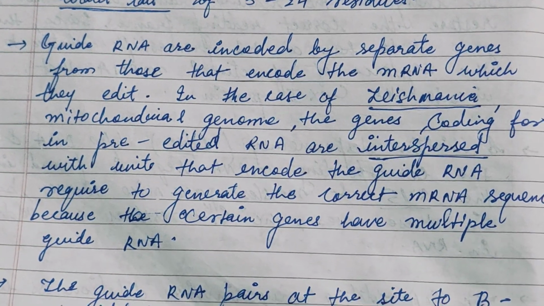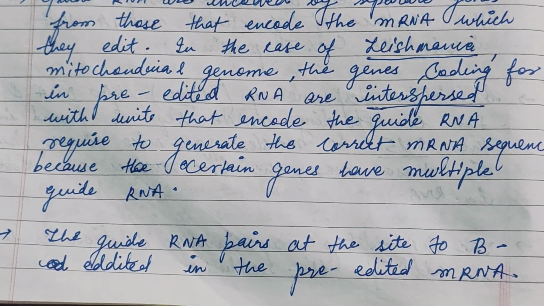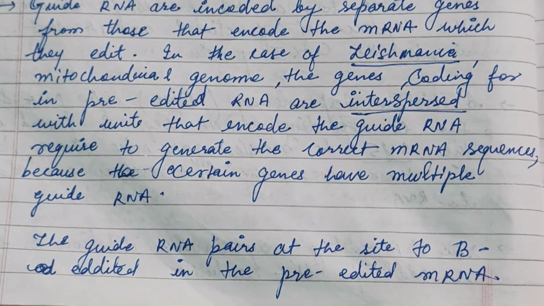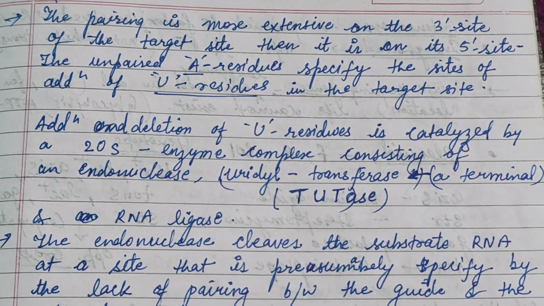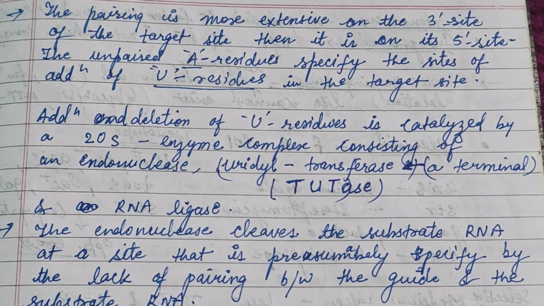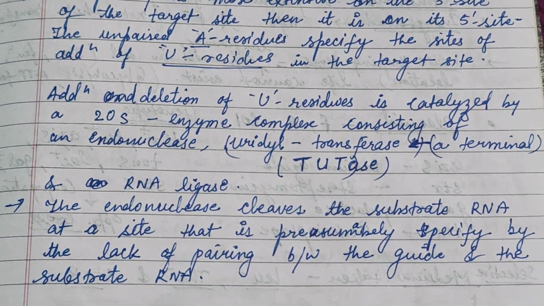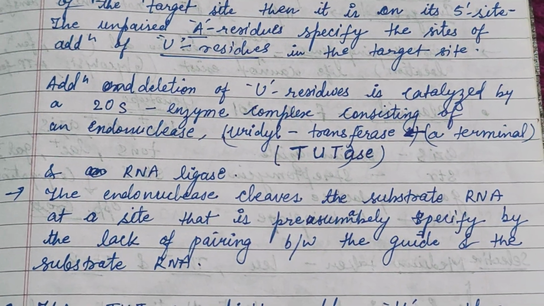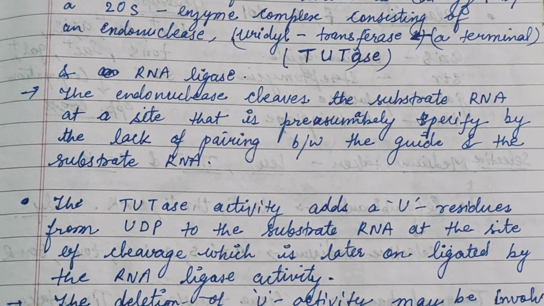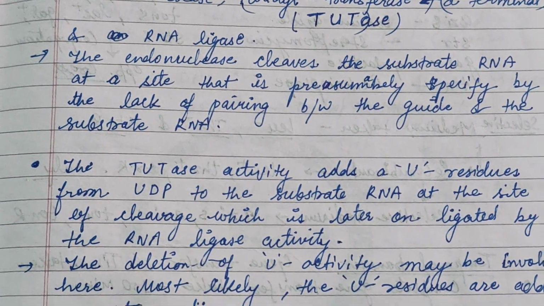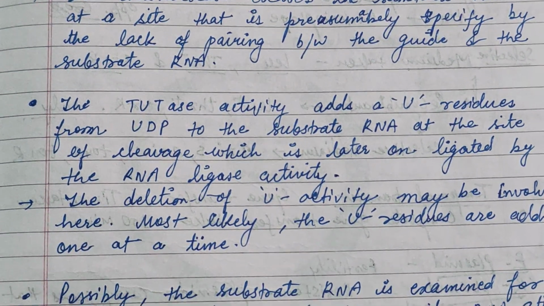In the case of Leishmania mitochondrial genome, the genes coding the pre-edited RNA are interspersed with units that encode the guide RNA required to generate the correct mRNA sequence, because certain genes have multiple guide RNAs. The pairing is more extensive on the 3' end of the target site than it is on its 5' side. The unpaired A residues, adenine residues, specify the sites of the addition of the uracil residues in the target sites, and the endonuclease cleaves the substrate RNA at a site that is presumably specified by the lack of pairing between the guide and the substrate RNA.